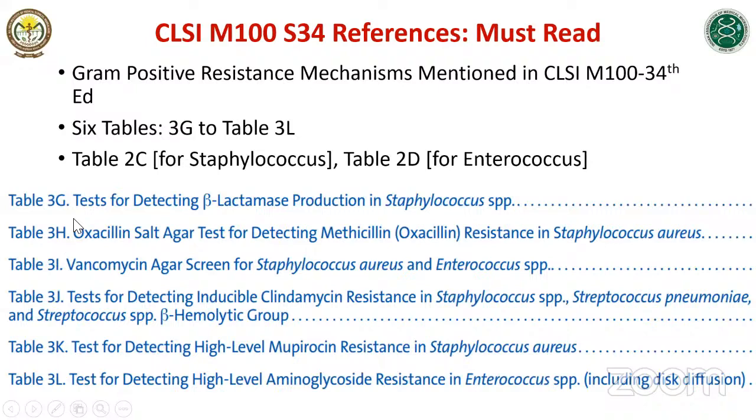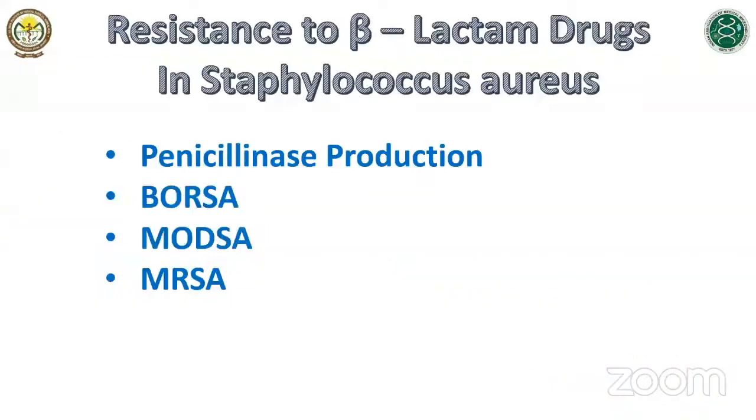Table 3G starts with the detection of beta-lactamase production by Staphylococcus species. Then we have the oxacillin salt agar test for detection of MRSA, and vancomycin agar for Staph aureus and Enterococcus detection. Then we have Table 3J for the detection of inducible clindamycin resistance in Staphylococcus and Streptococcus, also beta-hemolytic strep. And of course, the test for screening for high-level mupirocin resistance in Staphylococcus aureus, and in the end, the HLAR, or high-level aminoglycoside resistance, for Enterococcus.